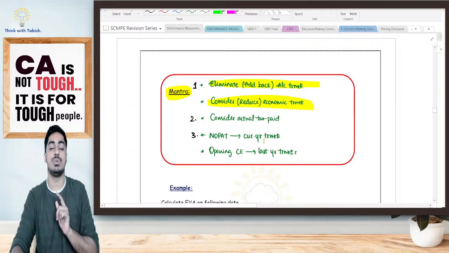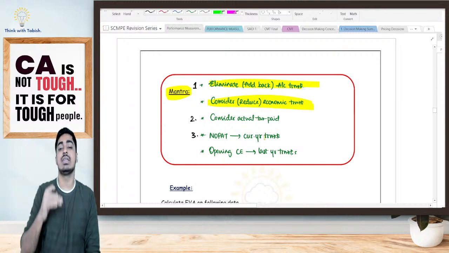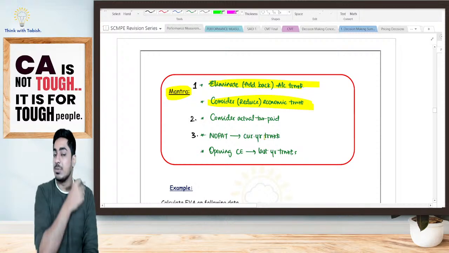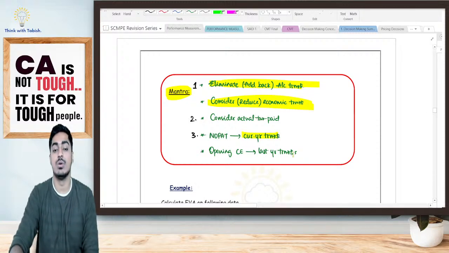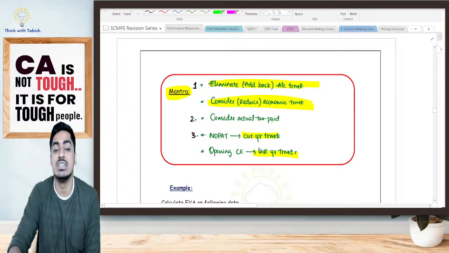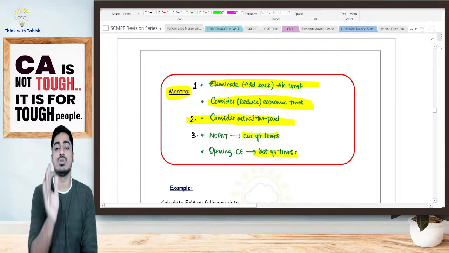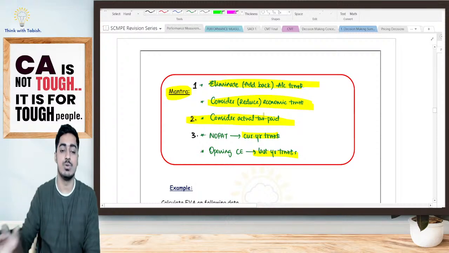Second, which period should I be taking? In case of NOPAT, current year. In case of capital employed, opening capital employed, last year transactions. Again, when I'm taking my taxes, consider your actual taxes paid. End of the story, end of the discussion. Your concept is over, my dear students.